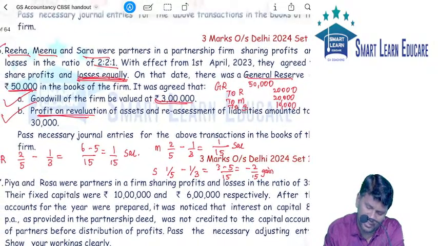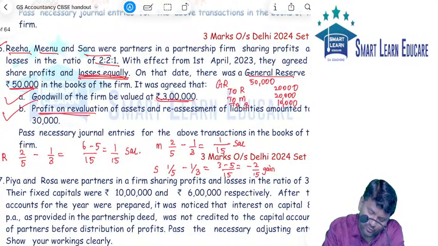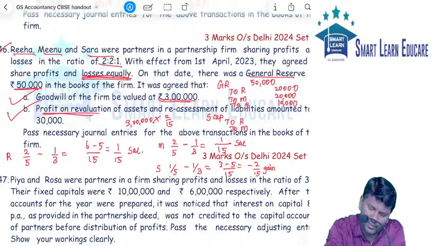That partner is gaining. Now, the journal entry for goodwill. What is the journal entry for goodwill? The gaining partner's capital account is debited. Yes, S capital account debit to R capital, to M capital. S capital should be debited with the goodwill of the firm, 3 lakh, times S's gain. S's gain is 2 by 15. So 3 lakhs into 2 by 15 will give you 40,000.